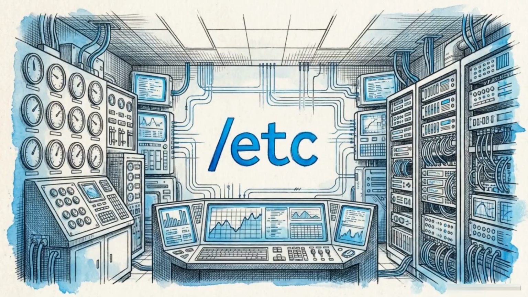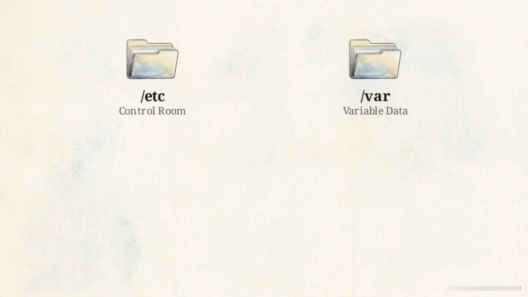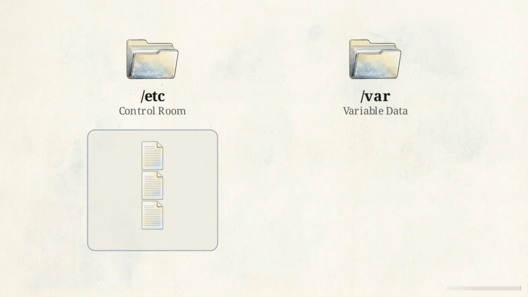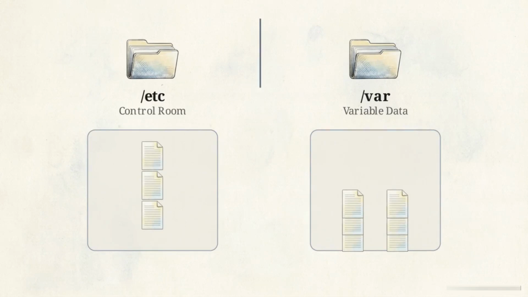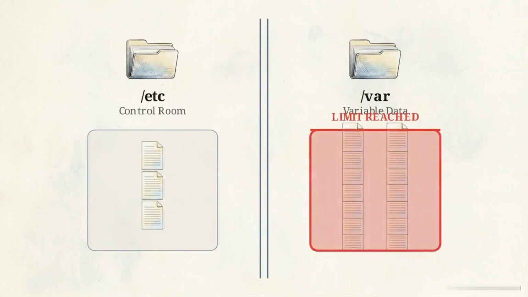To understand the data that does change, we look at the control room, /etc. This directory contains the configuration files that determine exactly how your programs and services behave. This diagram compares static control room files to /var. Configuration files remain a constant size, but var holds data that grows over time, like logs. Physically separating them prevents expanding logs from consuming the space needed for core files, which would crash the system.